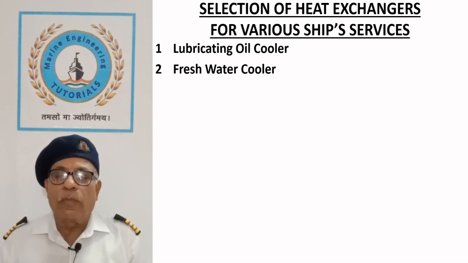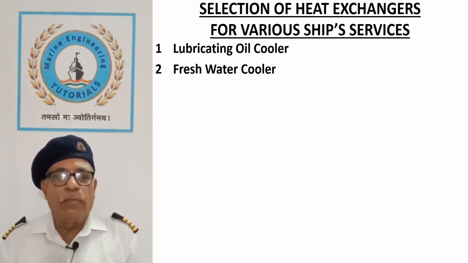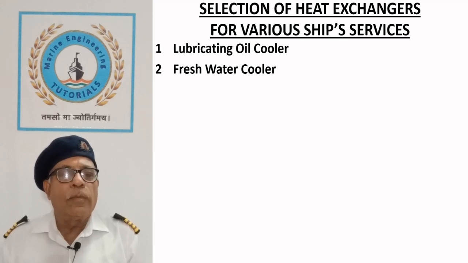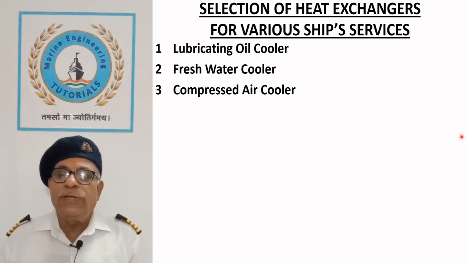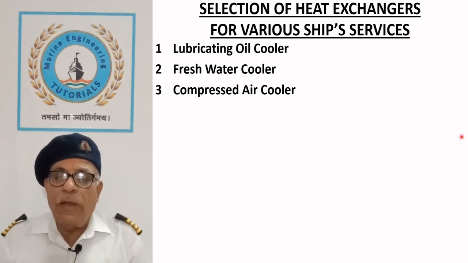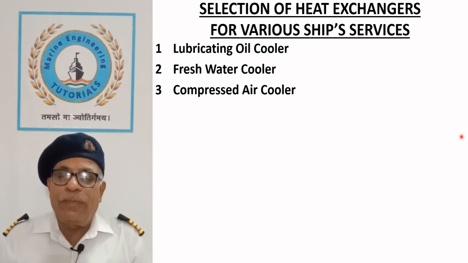Freshwater cooler. Freshwater coolers for diesel engine are of shell and tube type, whereas plate type coolers are used for central freshwater system. Compressed air cooler. Compressed air coolers for main and topping up compressors are usually of U-tube type but may occasionally be of shell and tube type.